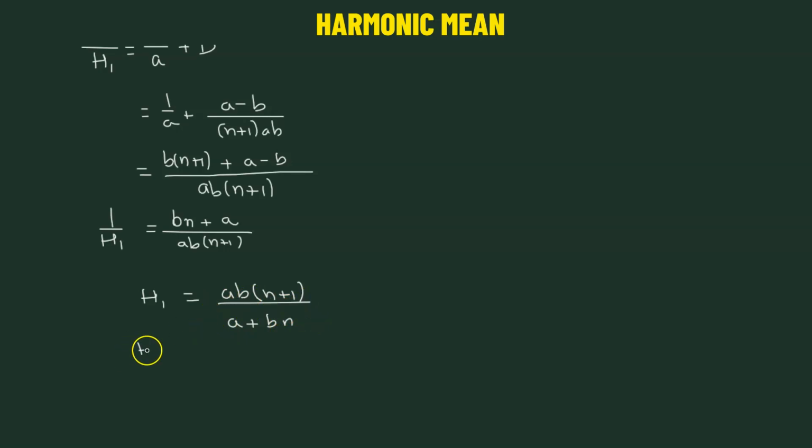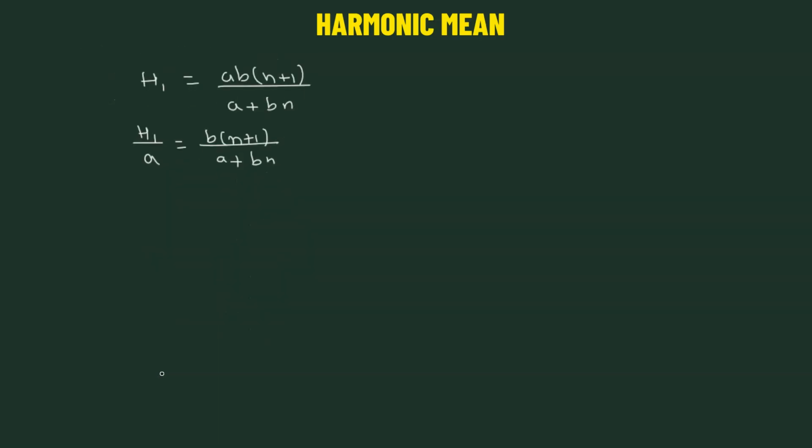Now we're going to divide both sides by a. So we have h1 over a equals b times n plus 1 divided by a plus bn. The reason we wrote it in this fashion, h1 over a, is because here we're going to use the method known as the componendo and dividendo method. Let me specify what it means. If we have the ratio a over b equal to another ratio c over d, then componendo and dividendo tells us that a plus b divided by a minus b is equal to c plus d over c minus d.